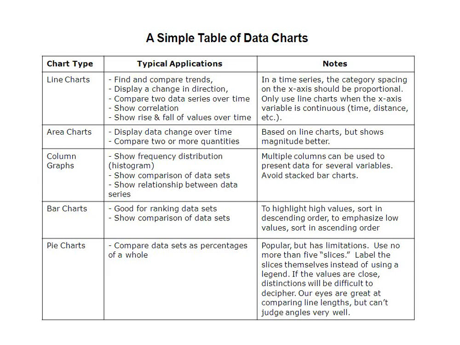Area charts, well, I'll show you one of those. They're really just a different way of using line charts. But instead of showing direction, they really show magnitude better. Column graphs or vertical bar charts, as they're also known, are pretty good at showing frequency distribution, if that's what you're trying to present. But I would avoid stacked bar charts. I find them, and many people find them, very hard to decipher. Let's just avoid those. There are other ways to show the data.